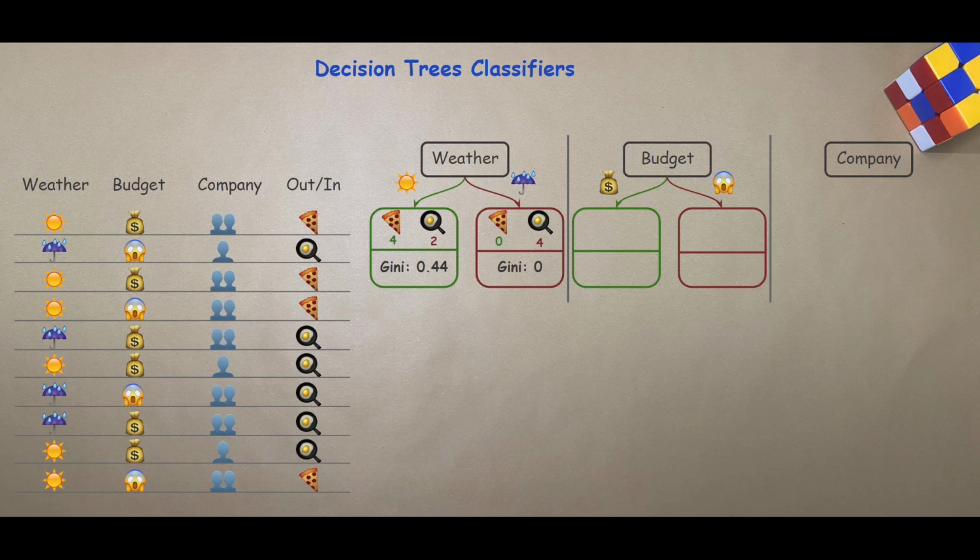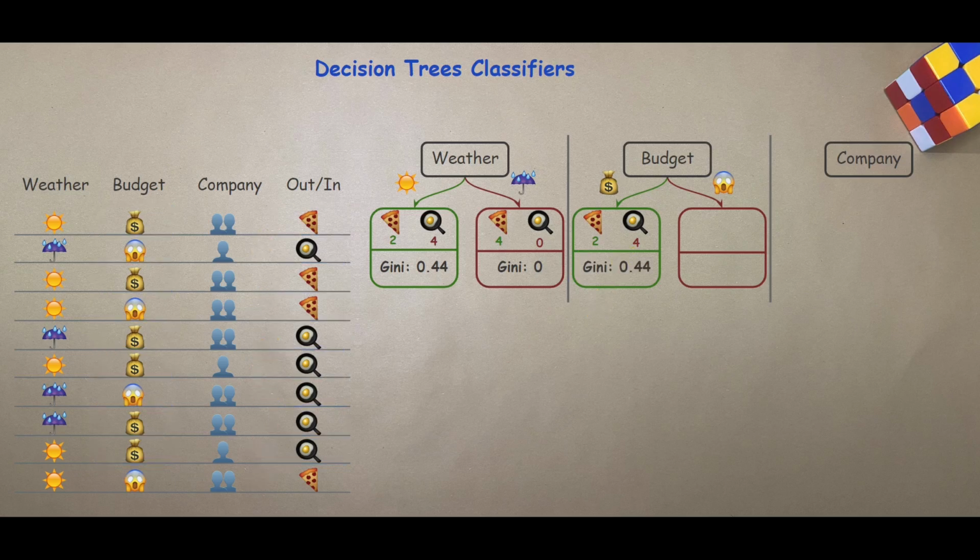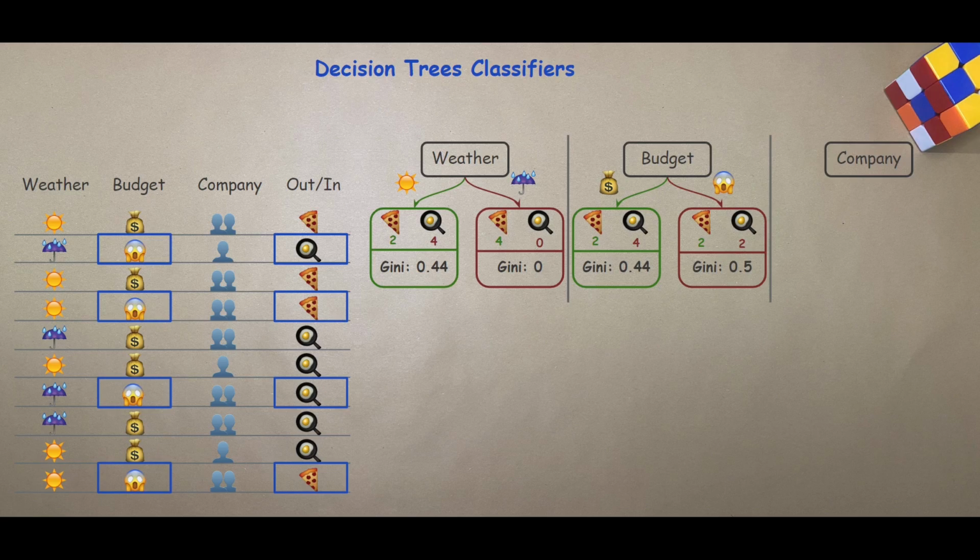Do we have money to spare or are we on a tight budget now? And we will follow the exact same methodology we did in the previous steps. With us having money to spare, we have 2 pizzas and 4 pans. Here are the 2 pizzas and the 4 pans. And we calculate the Gini index as before. And we got 0.44. With a tight budget, we have 2 pizzas and 2 pans.